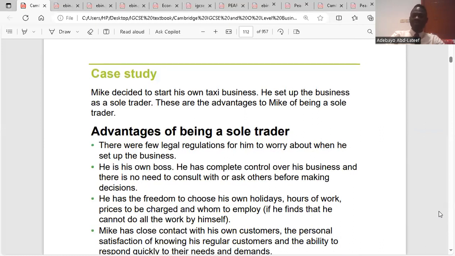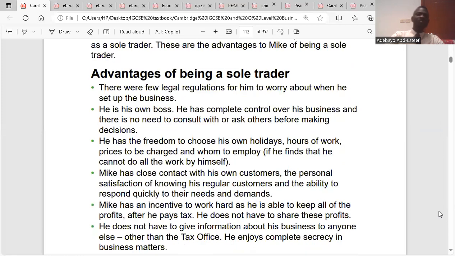These are the advantages to Mike of being a sole trader. One, there were few legal regulations for him to worry about when he set up the business. So one of the reasons it's easy for Mike to set up his business is that the paperwork and legal requirements are not much. So it's easy for Mike to start up.